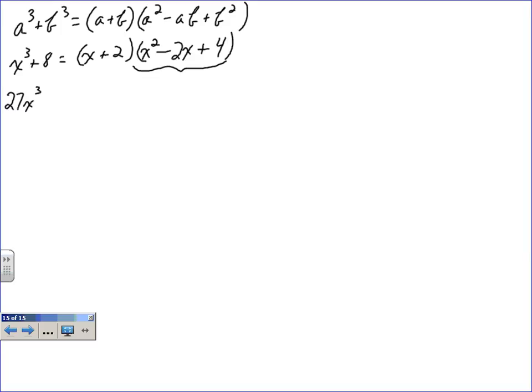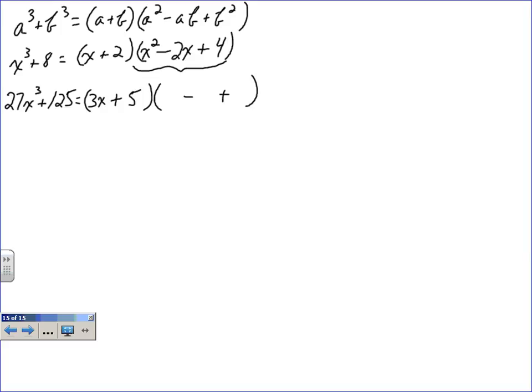27x cubed plus, well, let's try 125. I already know in my formula I'm going to have a plus there, and then I'm going to have a minus and a plus, and those signs are built in. What is the cube root of 27x cubed? 3x. And the cube root of 125? 5.